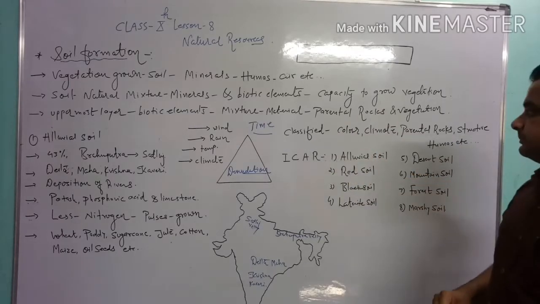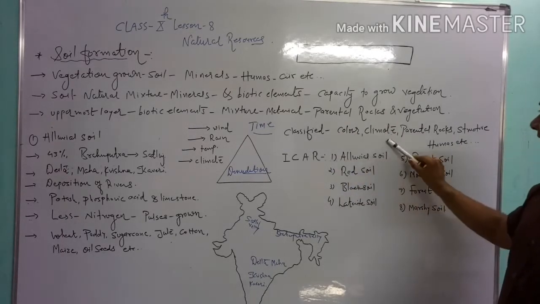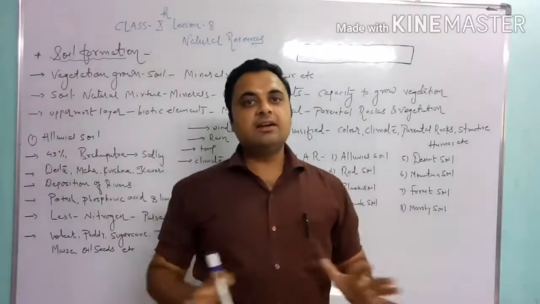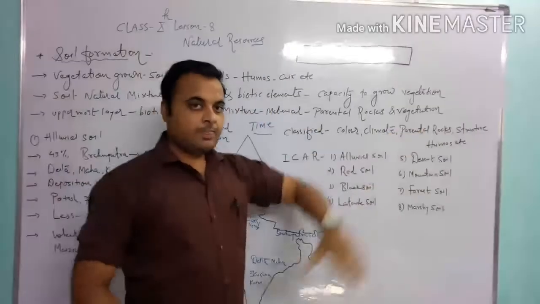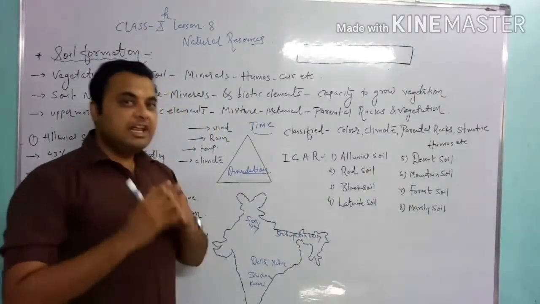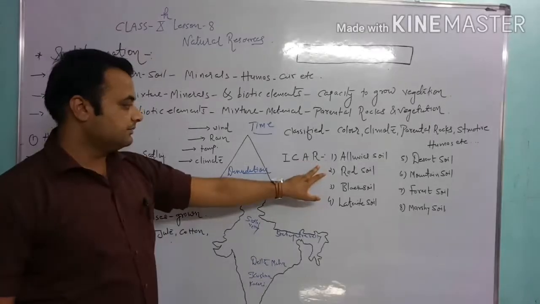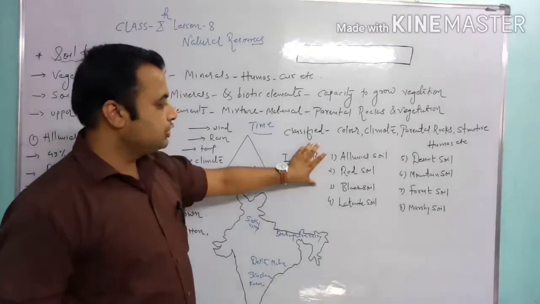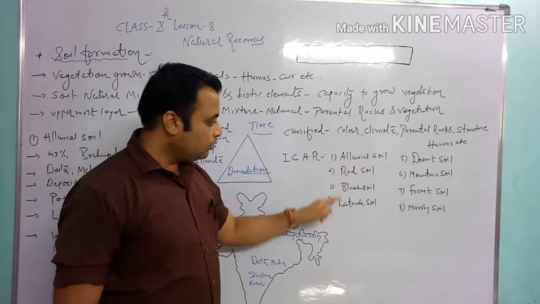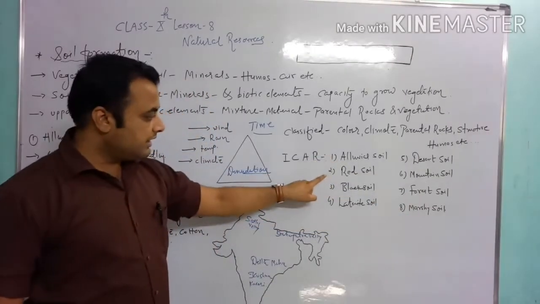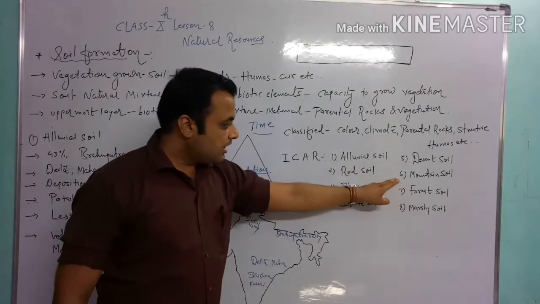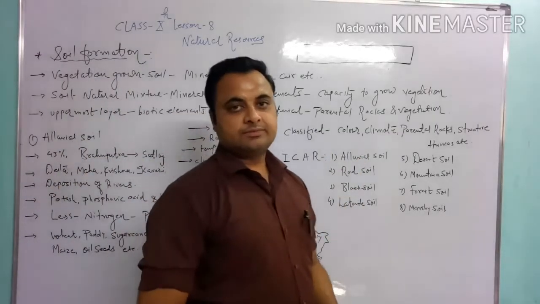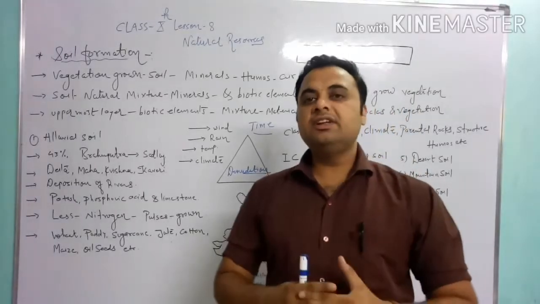The soil can be classified on the basis of color, climate, parental rocks, structure, humus, etc. There is an institution in India named ICAR, the Indian Council of Agriculture Research, and this institution classified the soil into 8 divisions: alluvial soil, red soil, black soil, laterite soil, desert soil, mountain soil, forest soil, and marshy soil. So these are the 8 types of soil in our country.